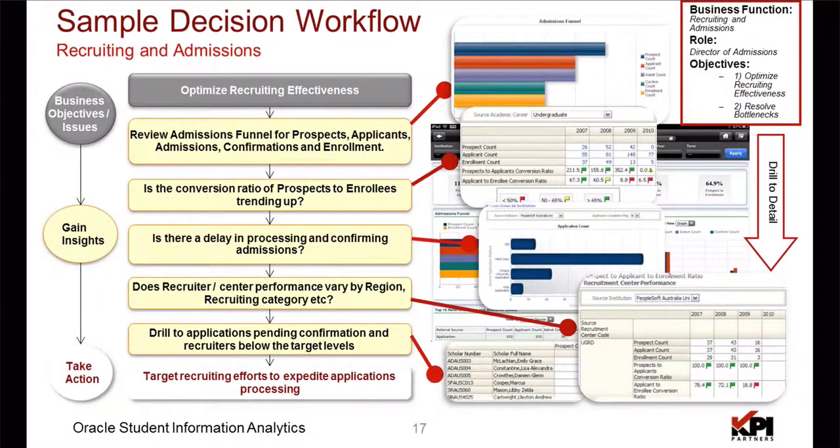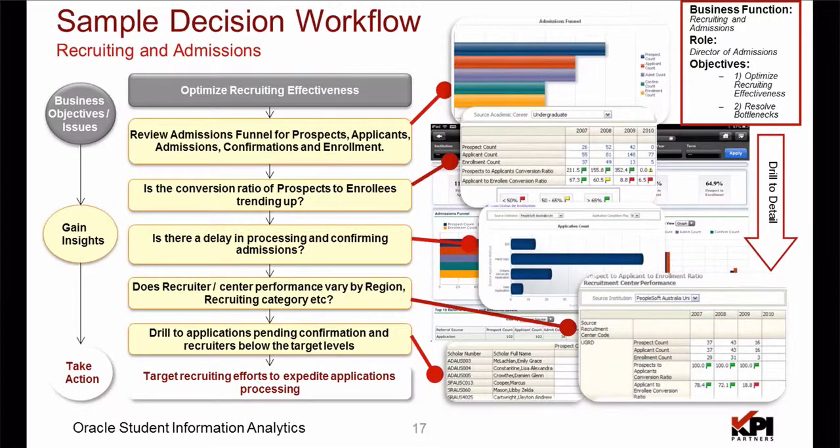So I'm showing a sample decision workflow, to demonstrate how the pre-built dashboards and reports are arranged to support business processes. For example, suppose you're the director of admissions at a large university, and one of your goals is to optimize recruiting effectiveness. So your main focus would be on the admissions funnel, the funnel which takes you from prospective students all the way to enrolled students.